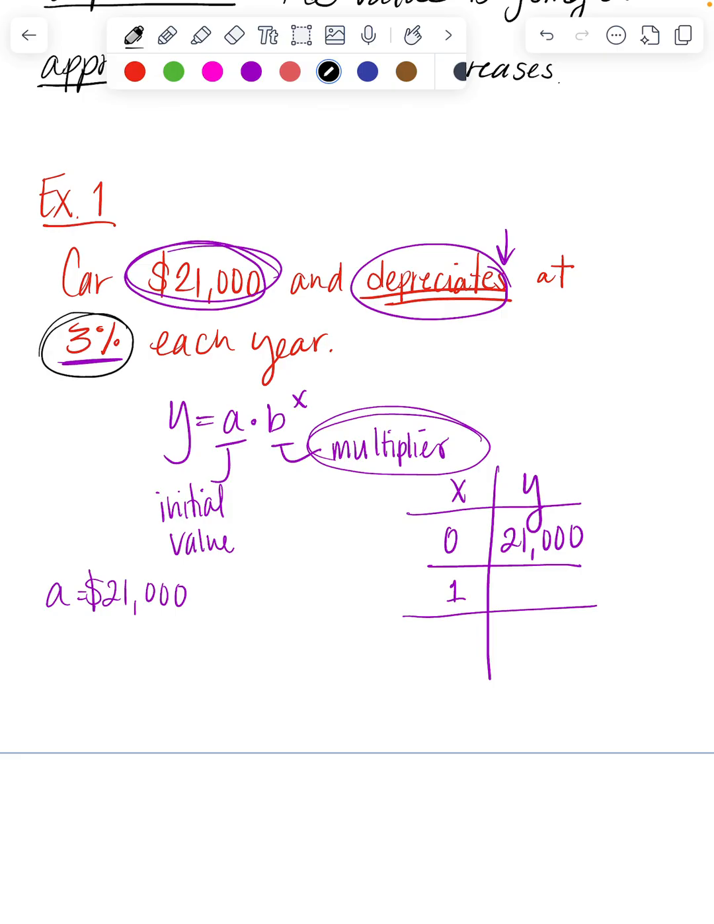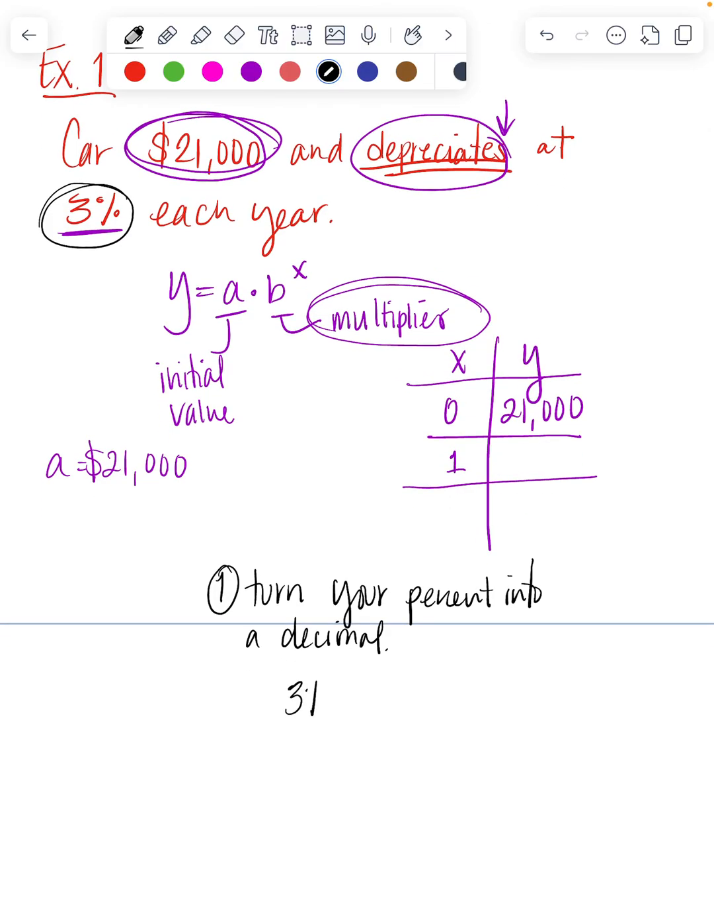Whenever we have percents, the first step is to turn your percent into a decimal. We have 3%. To turn it into a decimal, we need to move the invisible decimal two places forward. That means we should have a space there, so it will become 0.03. That's the first step.